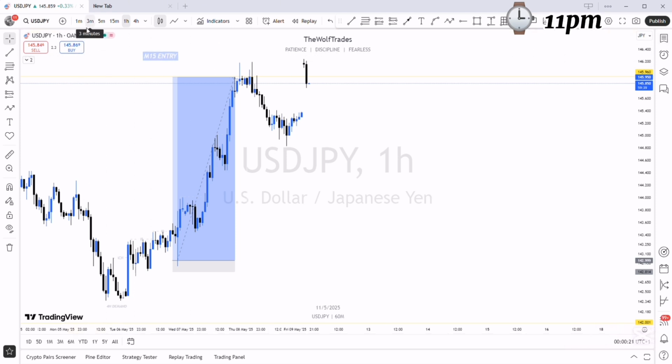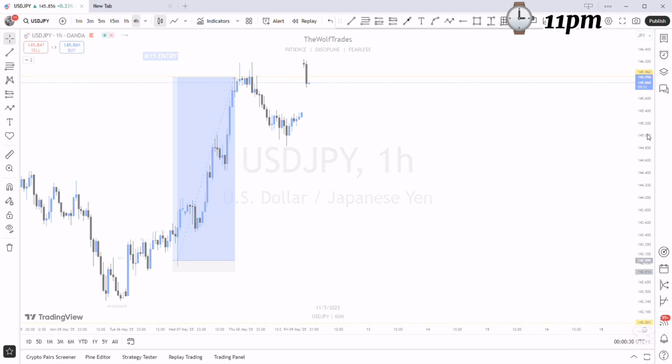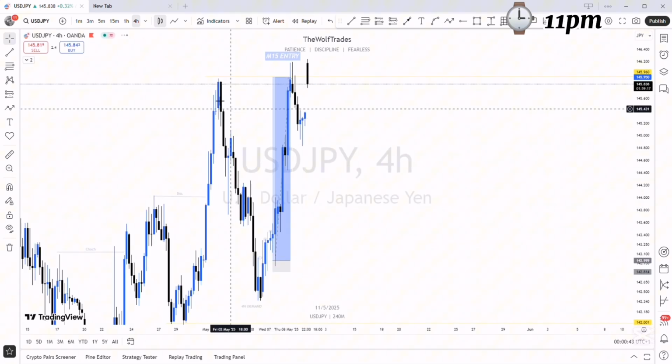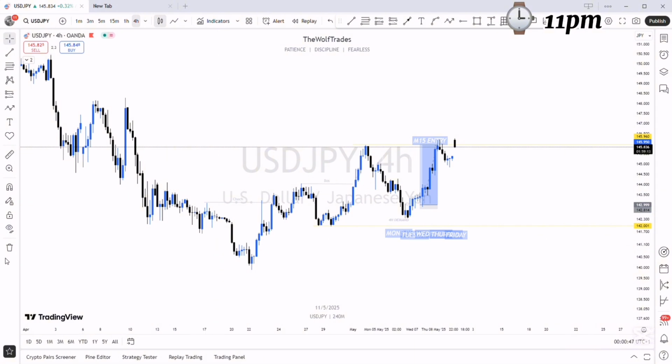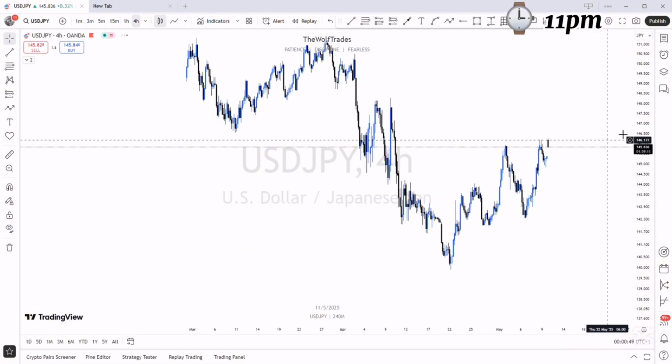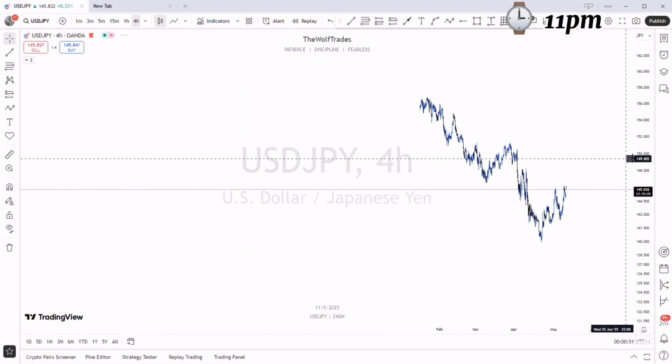Let's move to the next pair, GBP JPY and USD JPY. I had to clear everything. Let me clear everything and go back to the 4 hour time frame for top down analysis. I only use 2 time frames to do my top down analysis. So I clear everything up, delete everything so that we don't get confused.